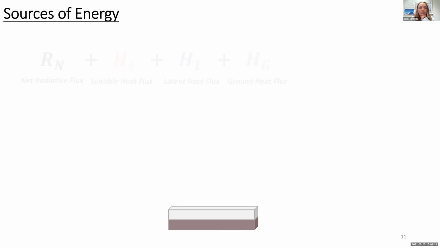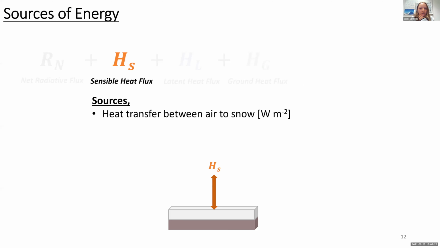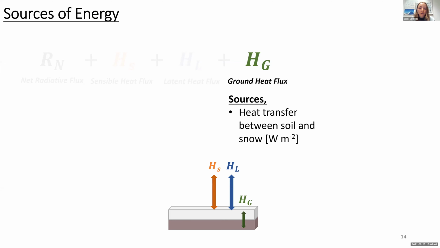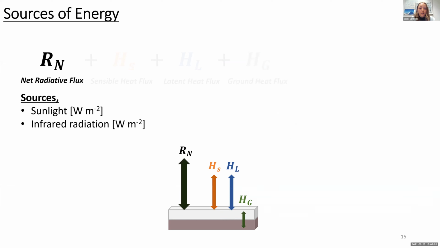If we're thinking about sources of energy that go into the snowpack, there are quite a few things we can highlight. First, we have sensible heat flux, which is the heat transferred between the air and the snow. We have latent heat flux, which can be frost or rime deposition and sublimation of snow from solid to a vapor or from a liquid to a vapor. You also have ground heat flux, the transfer between the soil and the snow. These are all sources of energy that go into the snowpack.